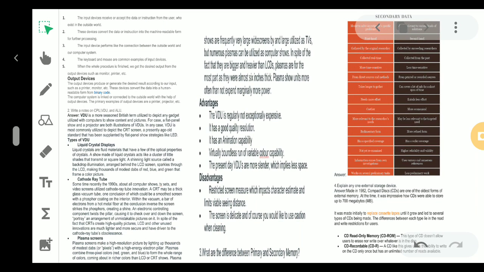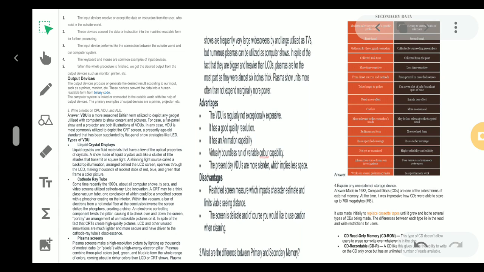Okay, so there is external. The next question is to explain any kind of external storage. Okay, so first, we will explain the compact disk. Okay, CD stands for compact disk.